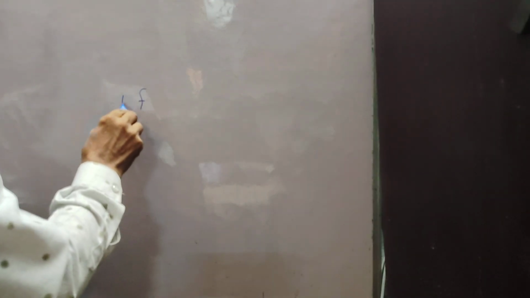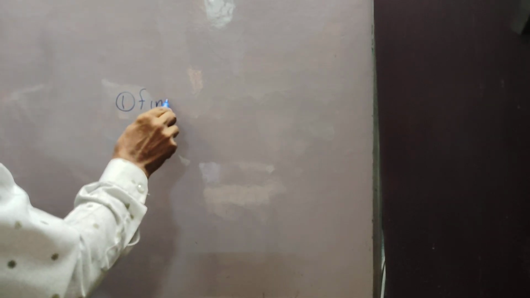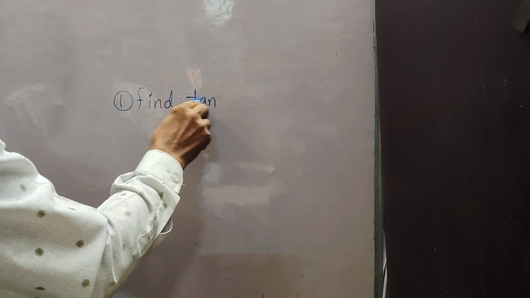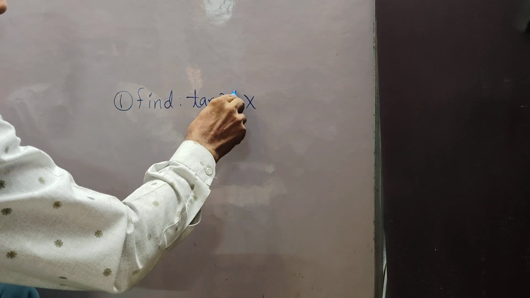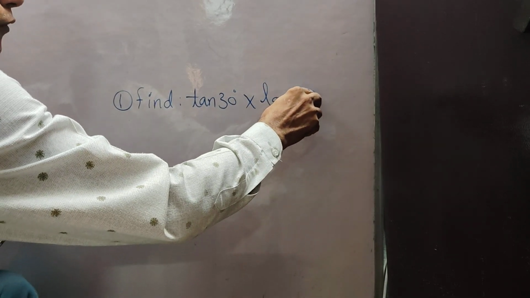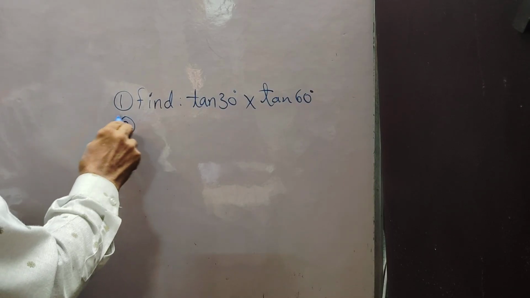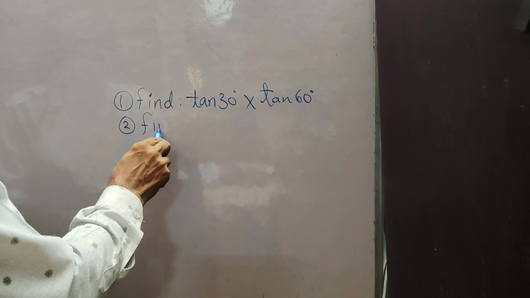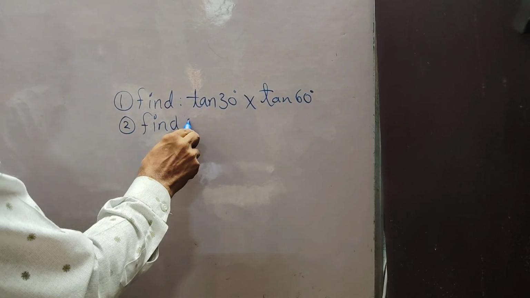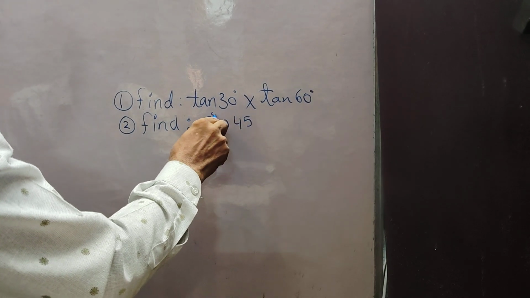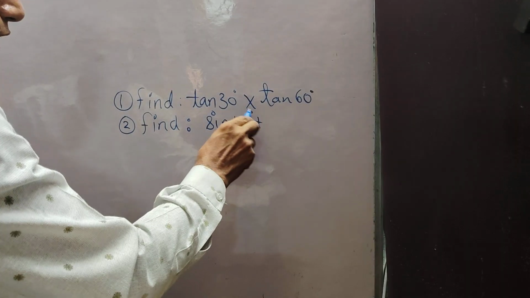First is, first question is find tan 30 degree times tan 60 degree. And second question is find the value of sine 45 degree plus cos 45 degree.